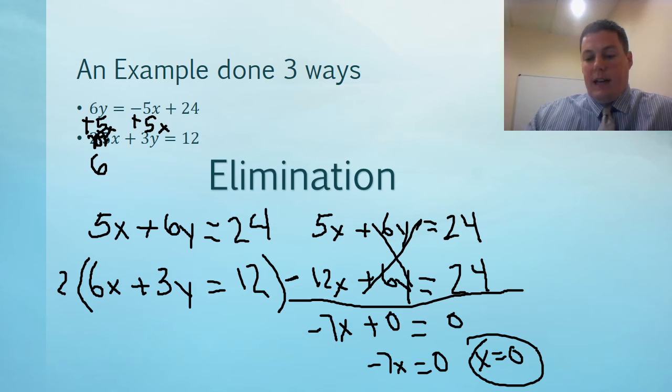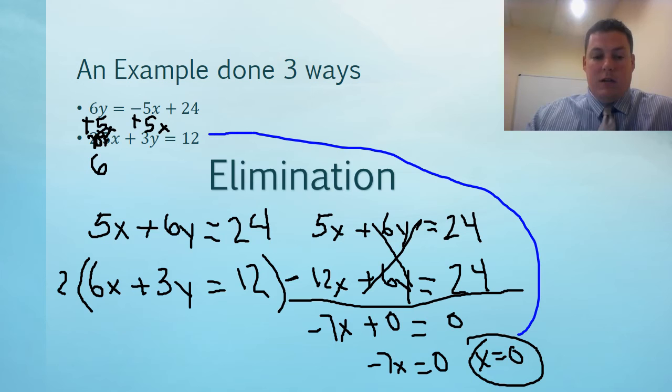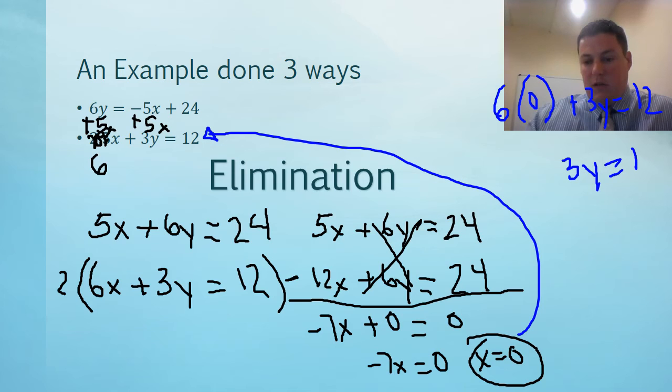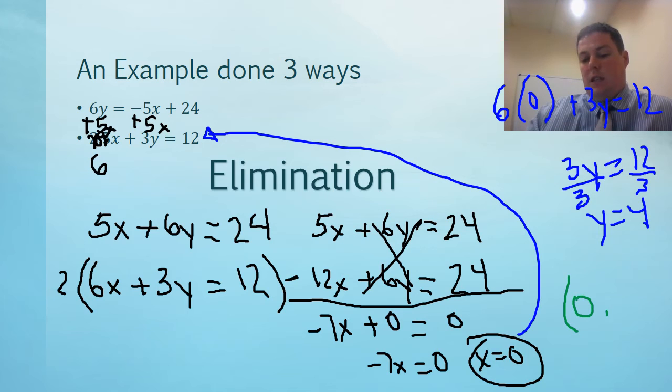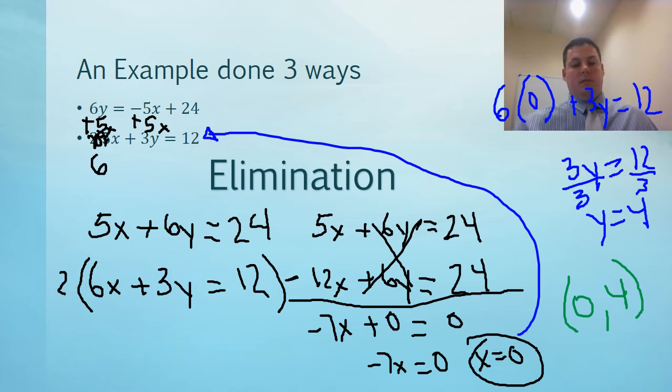Again, if we plug that into our equation here, we did that last time, so I shouldn't need to do it, but I will do it anyway. 6 times 0 plus 3y equals 12. That means all we have is 3y equals 12. Y equals 4 because we divided both sides by 3. And voila, we get the same answer. Coordinate plane, or coordinate ordered pair, (0, 4). That's by elimination.